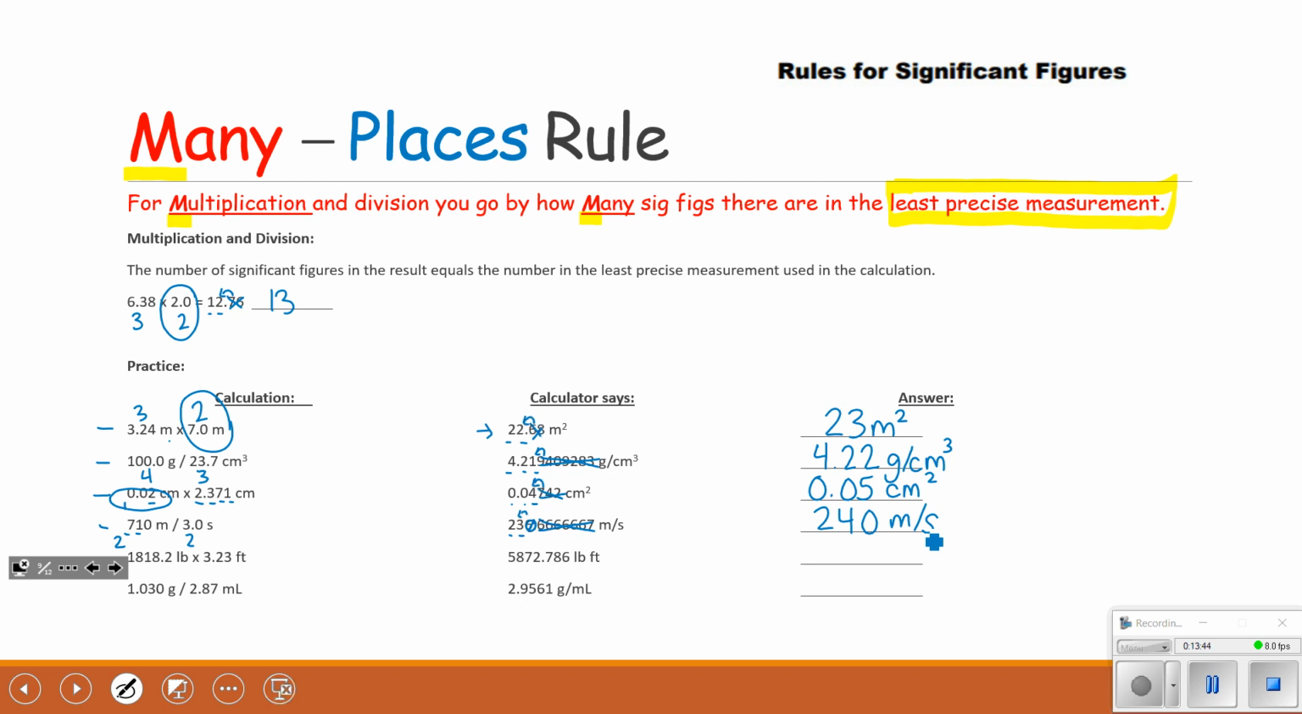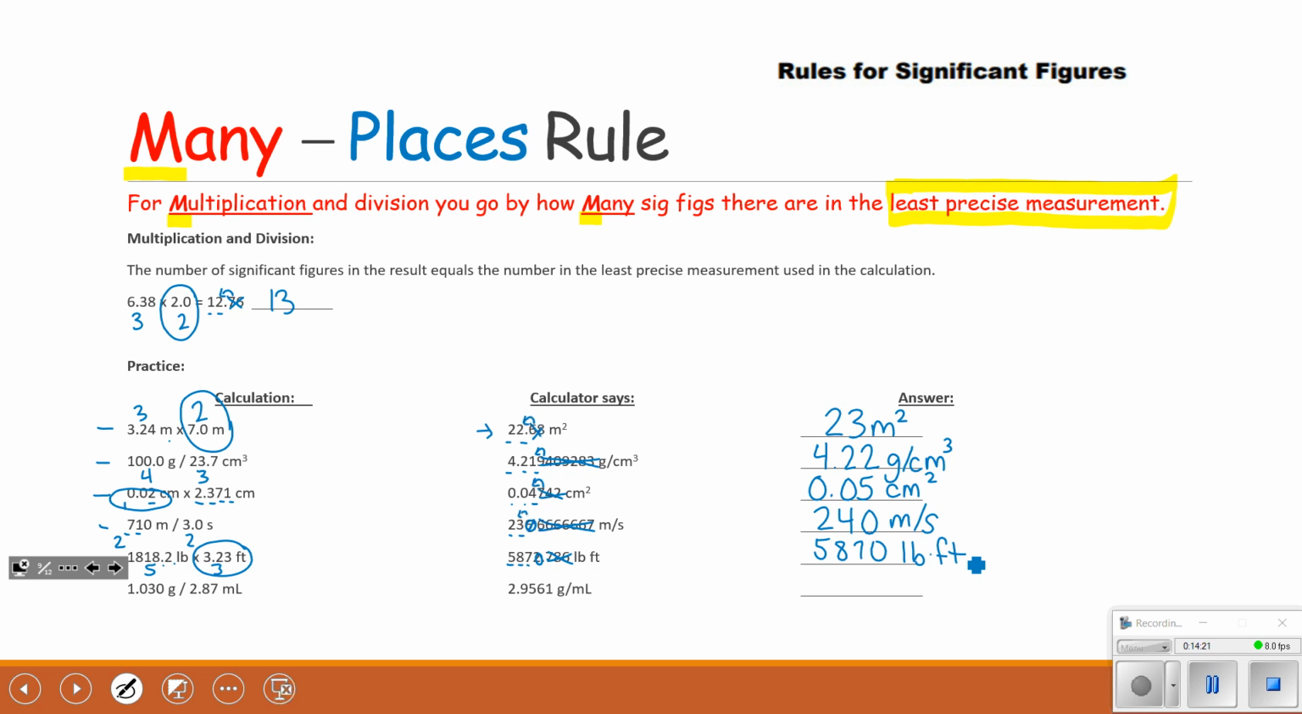All right? The next one, 1,818.2, that has 5 significant figures. 3.23 has 3. This is what you're going by. So therefore, you have 3 significant figures in your answer. 1, 2, 3. And once again, that 2 is going to have to be dropped and replaced with a 0. And the rest of this gets dropped. So that is recorded as 5,870 pound-feet, which is a force unit.